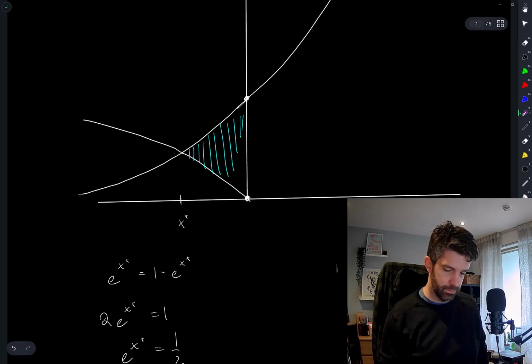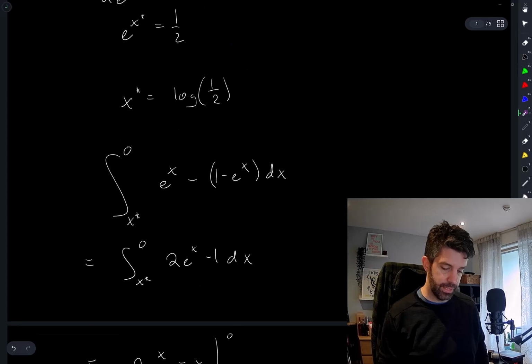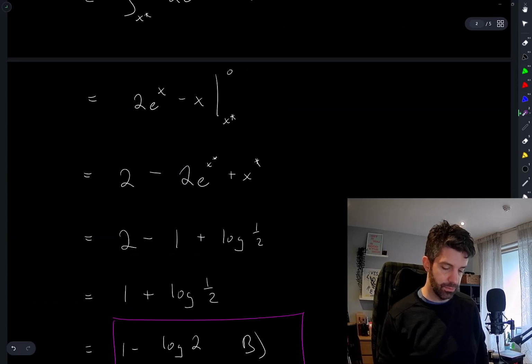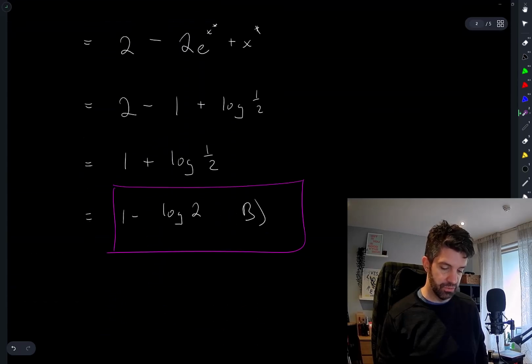So, one of the key parts in this question is, of course, finding the point of intersection of these two curves so you know exactly what region to integrate over. And then going through and doing the integral isn't really terribly difficult.